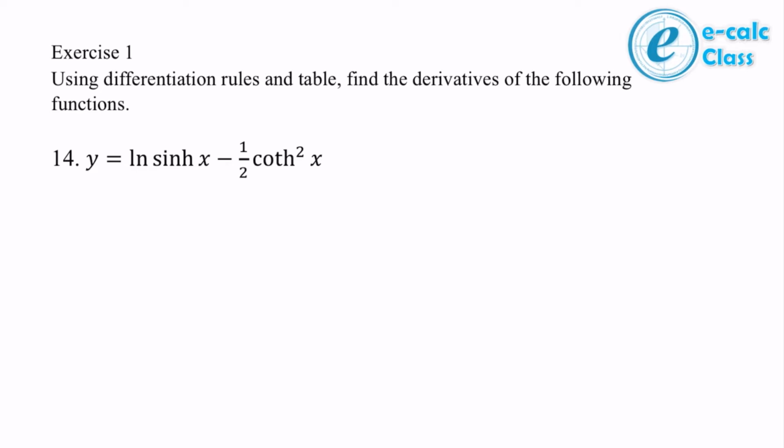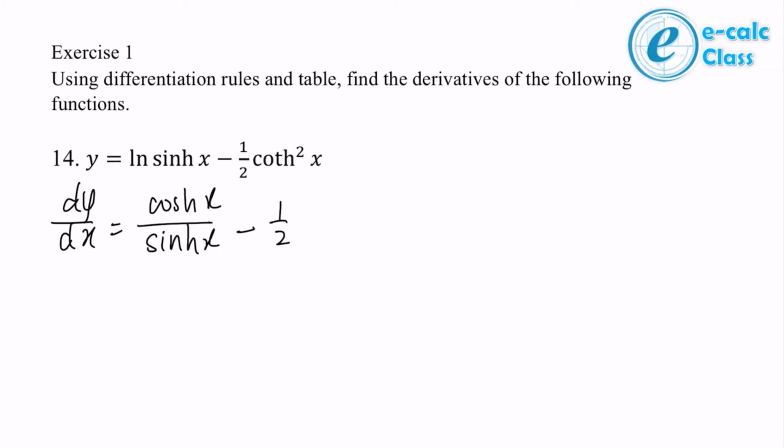Okay. Number 14. Oh, we need to use chain rule again, right? Both of them are chain rule. Okay, dy/dx is ln. Like I said, whenever you see ln, 1 over whatever inside, differentiate inside, differentiate sinh, you get a cosh. Okay, minus constant multiple, power bring down, power minus 1, times differentiate inside, differentiate cotangent hyperbolic.